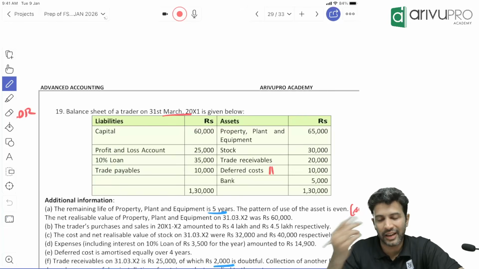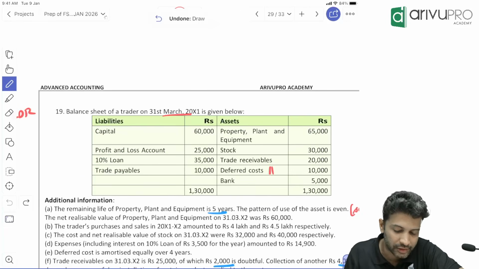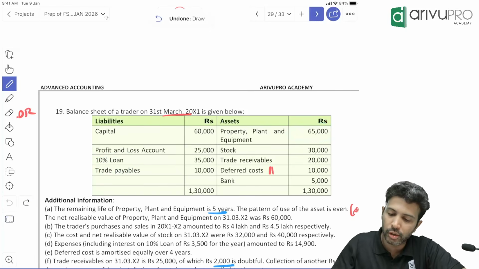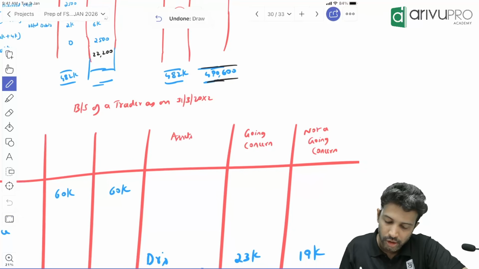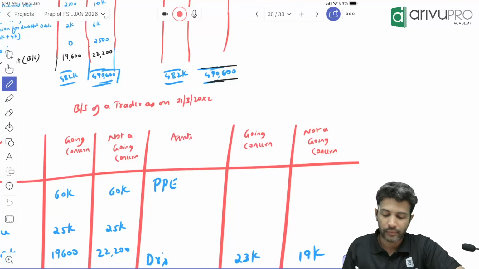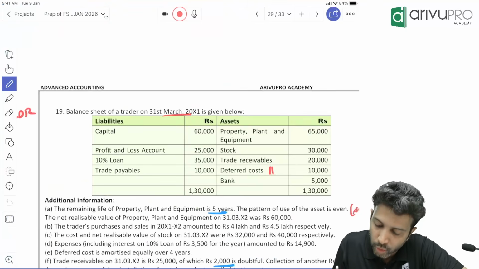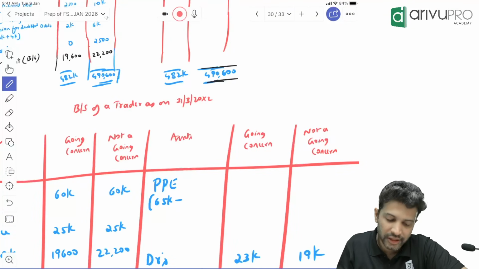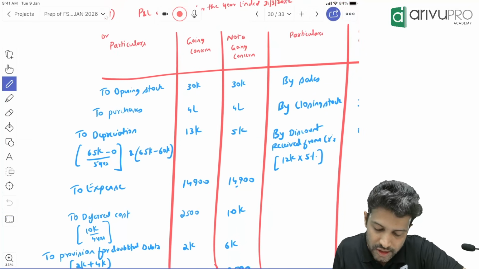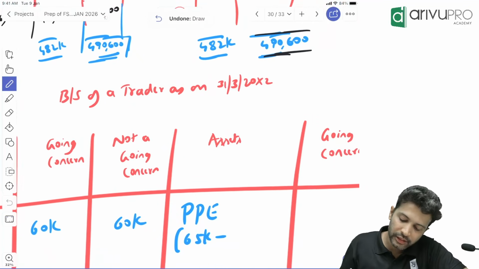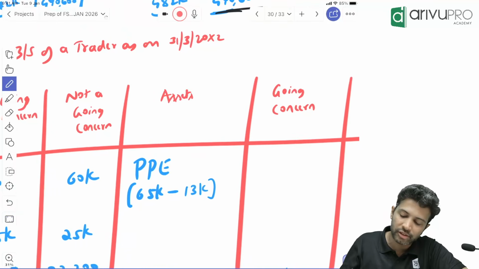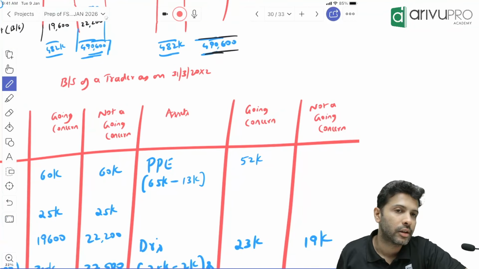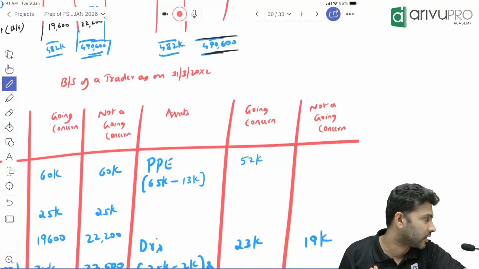Now check, always refer back to the question. Capital captured? Yes. P&L? Yes. Loan and trade payable? Yes. Asset side, PP, have you shown? Not yet. So let's show that. Property, plant and equipment. Under the normal case, PP will be shown at what value? 65,000 minus depreciation. If an entity is a going concern, how much depreciation? 13,000 is your depreciation and PP balance will be 52,000. Correct? Take the normal balance, reduce depreciation, done.